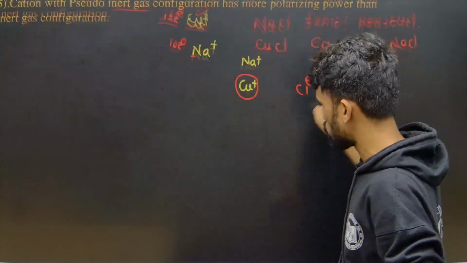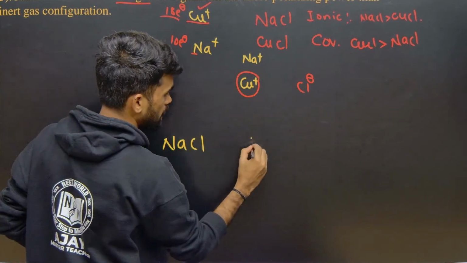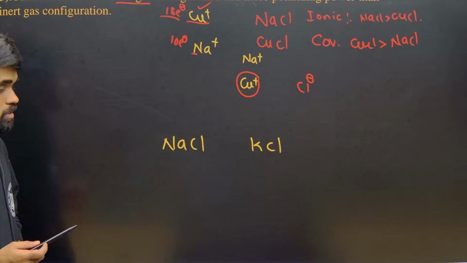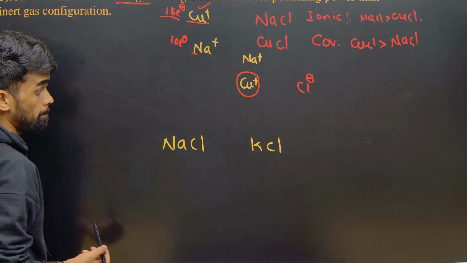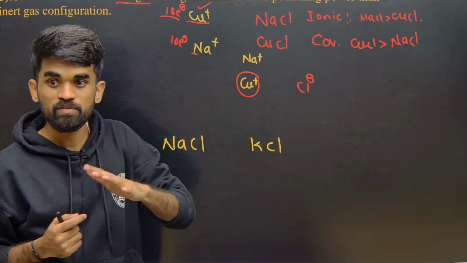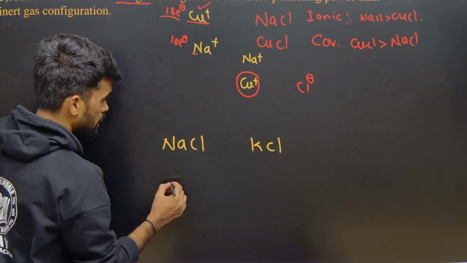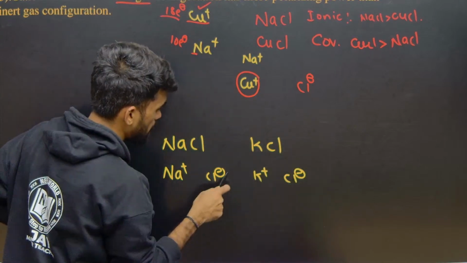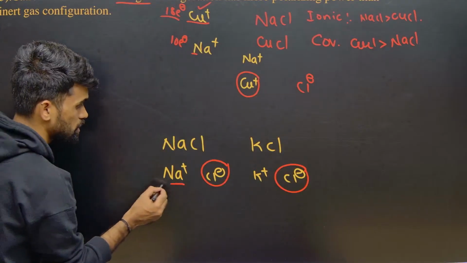Now I will be asking you a few questions. I have NaCl and KCl. Tell me, out of these two, which is more covalent? Covalent is KCl. Why do you say more covalent? Because it has a pseudo electron configuration? No, this is applicable only in the case of transition elements like pseudo inert gas configuration. Here we have Na+ Cl- and K+ Cl-. We can't give our answer with respect to the anion; we can give it with respect to the cation.